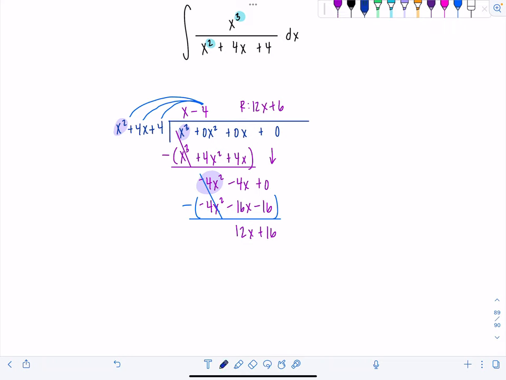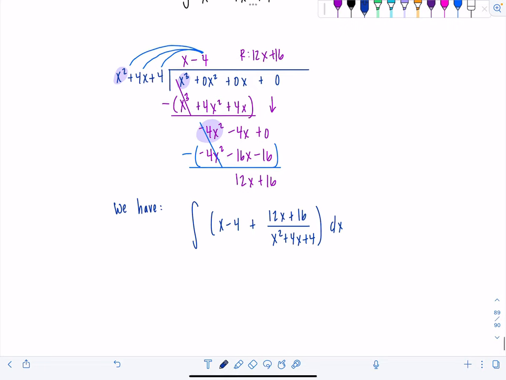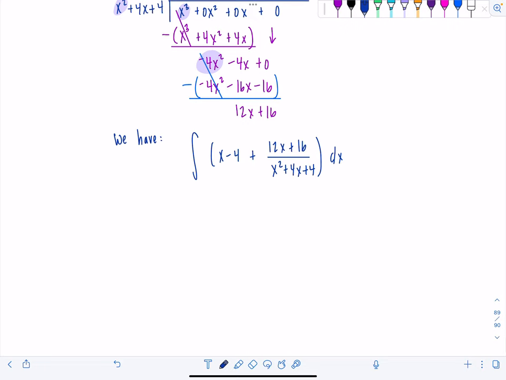So I'm going to split this problem up into two parts. We have now the integral of x minus 4 plus 12x plus 16, sorry, I wrote a 6 by oopsies, over x squared plus 4x plus 4 dx. Okay, how are we doing? So I think we can all agree this is no big deal to integrate.